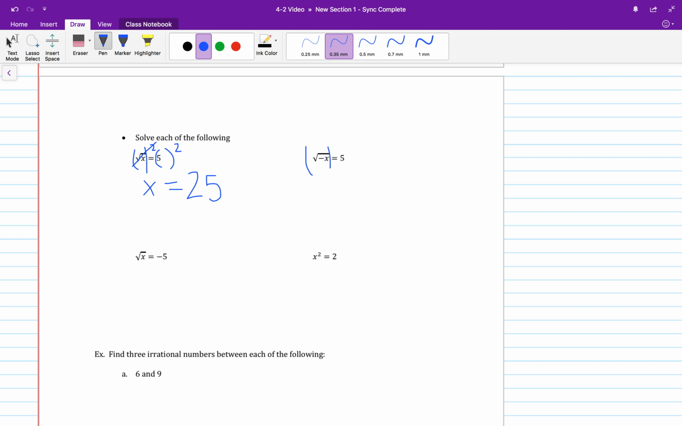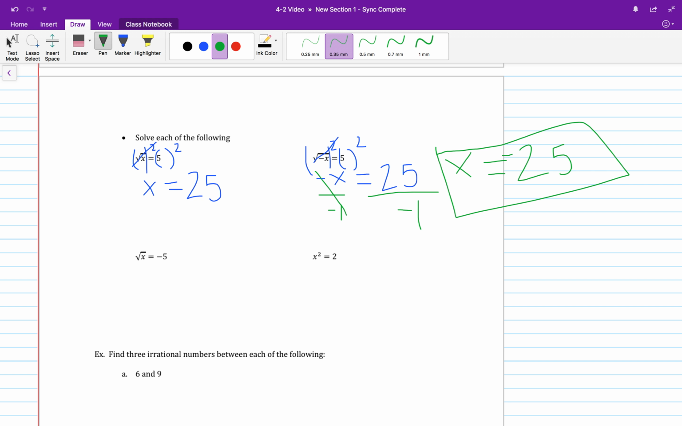We'll do the same thing over here. So I'm going to square both sides. The reason I have to do it to both sides is because what I do to one side, I do to the other. So now I'm left with negative x is equal to 25. So I still need to get x by itself. So I'm going to divide by negative 1. That's going to get rid of that negative sign in front of x. So I'm going to get an answer of x equals negative 25. That's my final answer for this one.